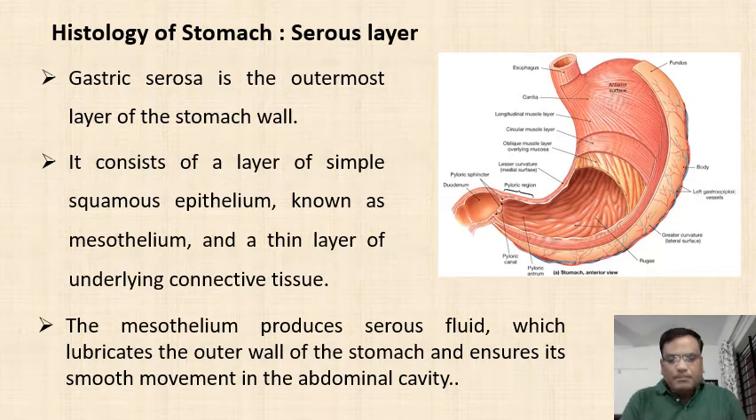Now, in brief, let us understand the serous layer or serosa layer. Gastric serosa is the outermost layer of the stomach wall. It consists of a layer of simple squamous epithelium known as mesothelium and a thin layer of underlying connective tissue. As I already mentioned, this is the outermost layer and it's very thin. Now, this mesothelium, the squamous epithelial layer, mainly produces serous fluid which lubricates the outer wall of the stomach.